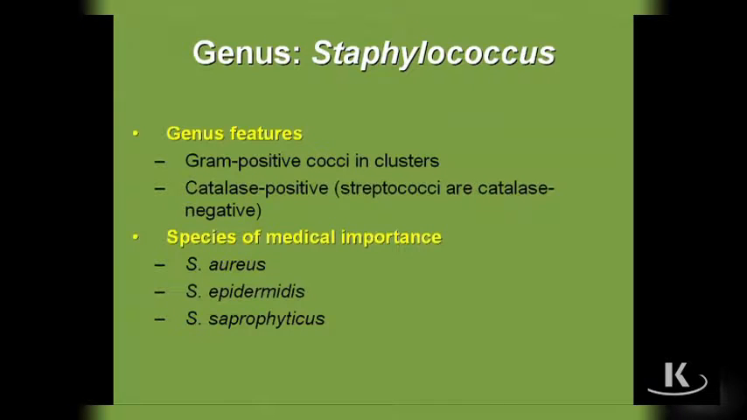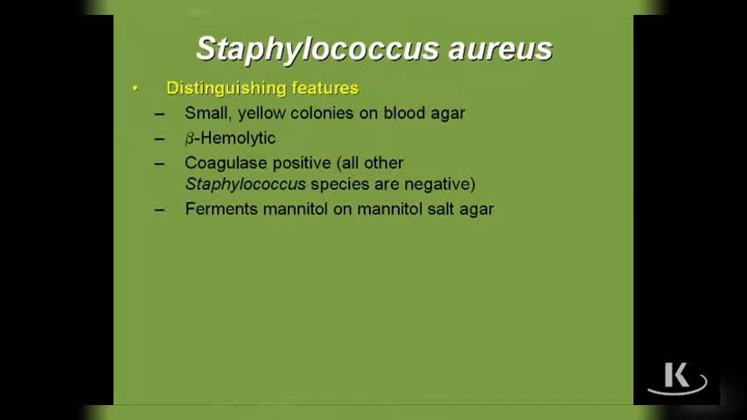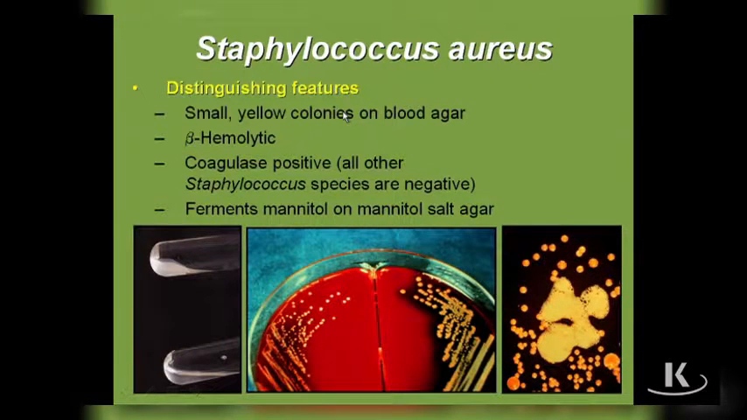Genus features, just like we said, they're catalase positive, got to know it. We're going to focus on Staph aureus because really what we talked about earlier for epidermidis and saprophyticus is really enough for Step 1. Now, what are some of the distinguishing features of Staph aureus? Number 1, we mentioned it was beta hemolytic, coagulase positive, it ferments mannitol, and one of the things we didn't mention earlier was that you get yellowish colonies on blood agar. So I'm going to show you what some of these look like, okay?